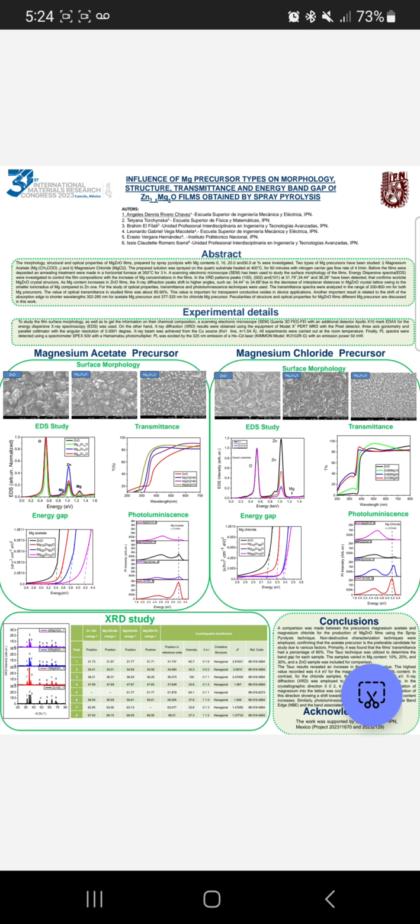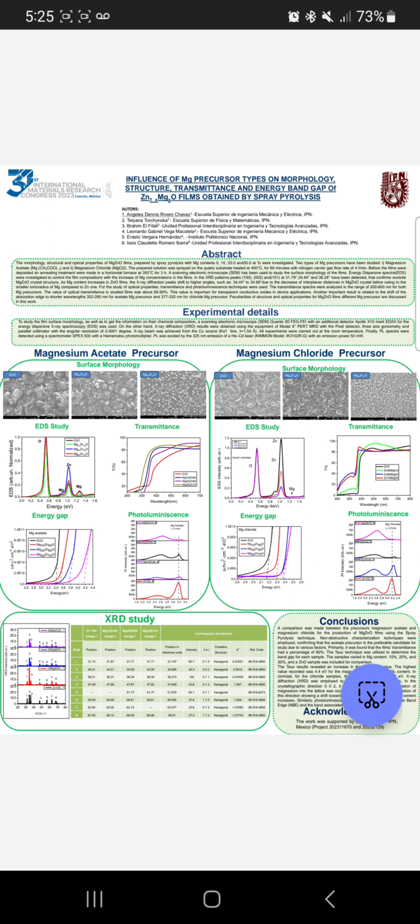In conclusion, a comparison was made between the precursors magnesium acetate and magnesium chloride for the production of magnesium zinc oxide films using the spray pyrolysis technique. Non-destructive characterization techniques were employed, confirming that the acetate precursor is the preferable candidate due to various factors. Primarily, it was found that the film's transmittance was 85%. The Tauc technique was used to determine the band gap for each sample. The samples varied in magnesium content from 10, 20, and 30%, and a zinc oxide sample was included for comparison.